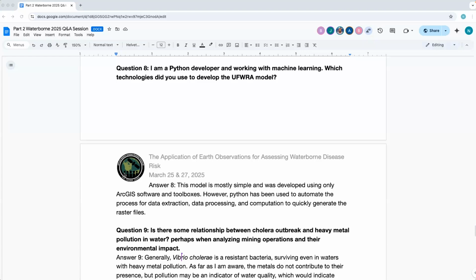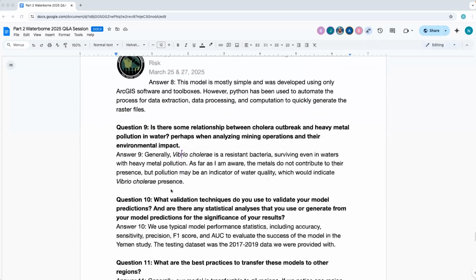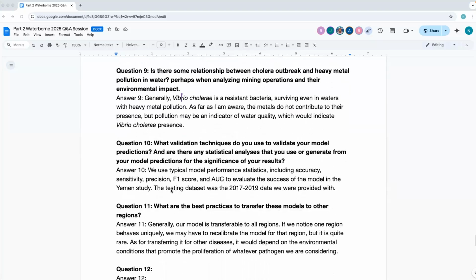The next question: is there some relationship between cholera outbreak and heavy metal pollution in water, perhaps when analyzing mining operations and their environmental impact? So this is a good question, and there's actually a couple things I want to talk about.